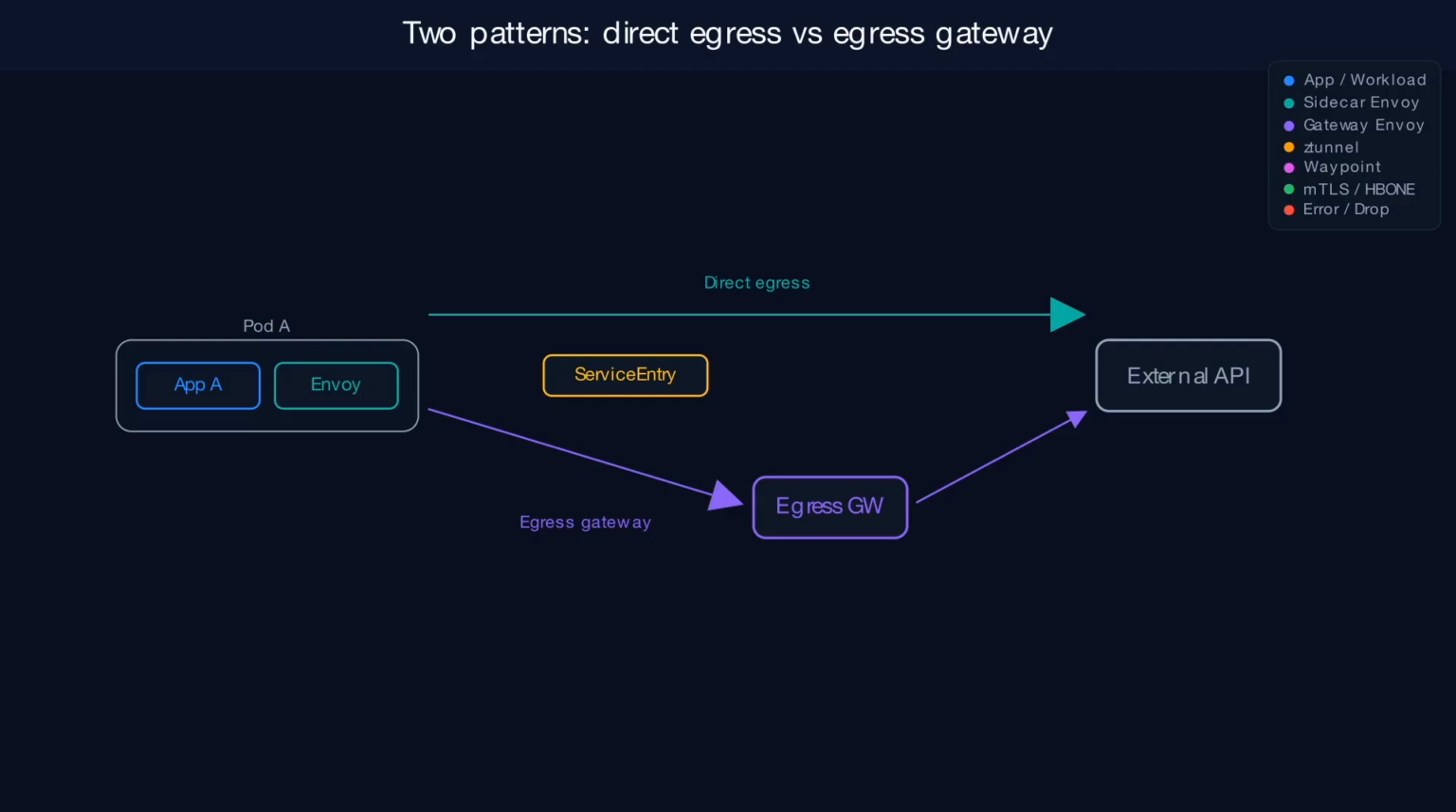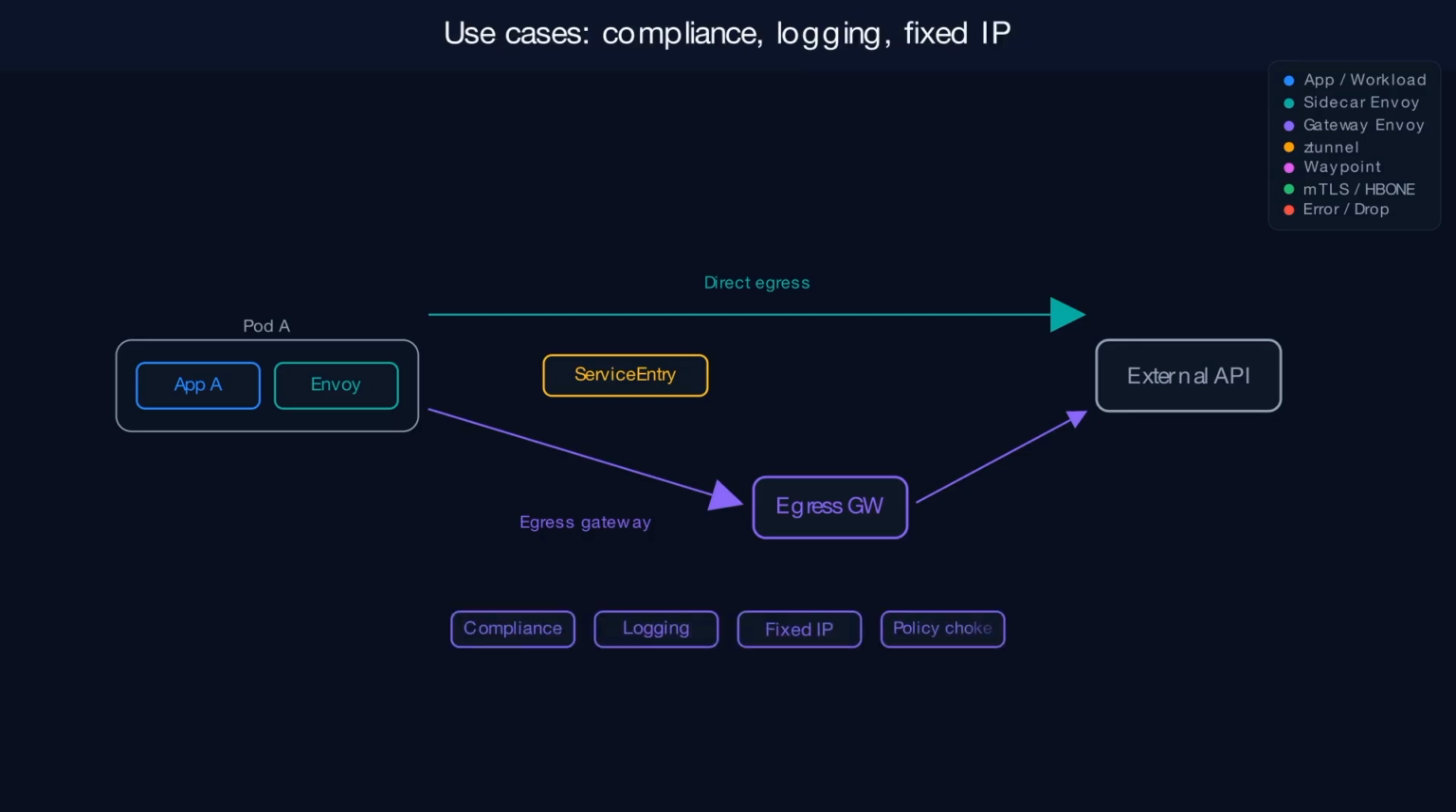Direct egress. The source proxy connects to the external destination directly. Or egress gateway. The source proxy first sends traffic to a dedicated egress gateway, and the gateway connects outward. Think of the egress gateway as a controlled exit checkpoint. Why use an egress gateway? Centralized policy enforcement, observability, controlled outbound IPs, and stricter audit boundaries.